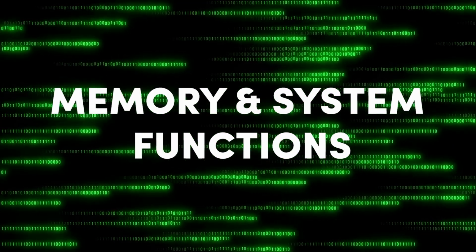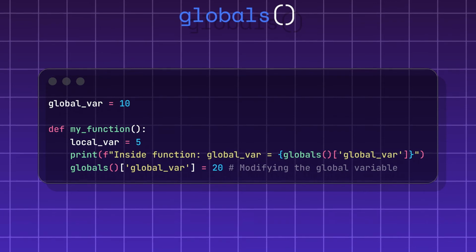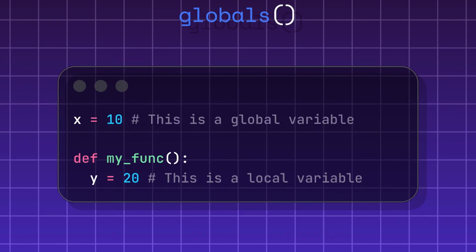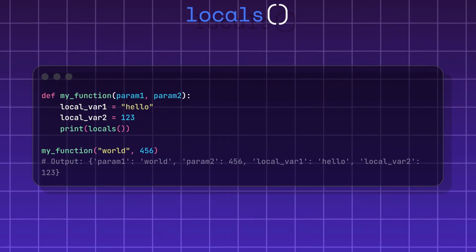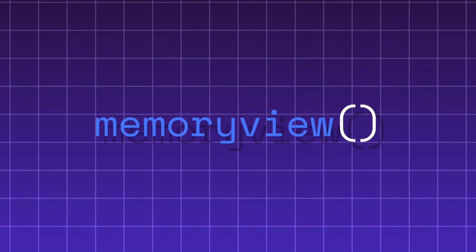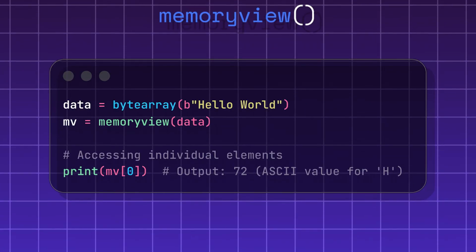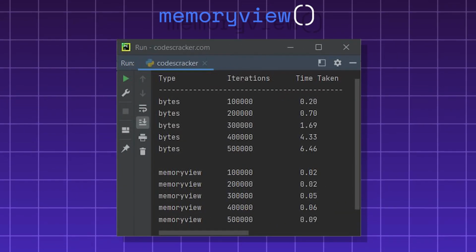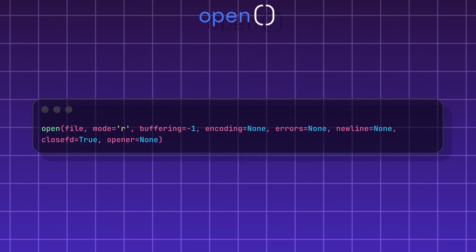Memory and system functions. Globals shows all global variables. Global variables are variables that are accessible anywhere in the program. Locals shows all local variables. These are variables within a specific block of code. Memoryview creates memory view objects, which is a way to access information in memory without having to make a copy of it. Open opens a file for reading or writing.